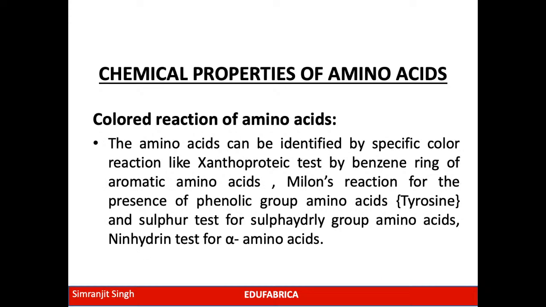Some other colored reactions of amino acids. Amino acids can be identified by specific colors: the xanthoproteic test for the benzene ring of aromatic amino acids, Millon's reaction for the presence of phenolic group amino acids, the sulfur test for sulfhydryl group amino acids, and the ninhydrin test for alpha amino acids.